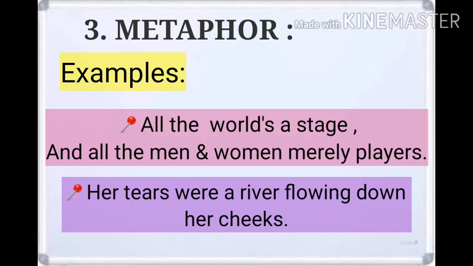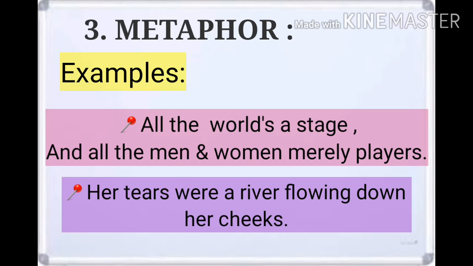All the world's a stage, and all the men and women merely players. Here also, two unlike things, world and a stage, are compared, and men and women are being compared to players. But here you don't find the use of the words as and like. So you can say that here also we have comparison between two unlike things, so it's a metaphor.